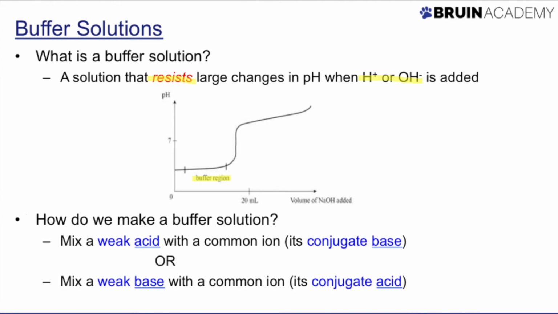So there are two ways to make a buffer solution. The first way is to mix a weak acid with its conjugate base, which can come from a salt, or mixing a weak base with its conjugate acid, which also can come from a salt. The key thing is the common ion. What I mean by that is you'd have to mix, let's say, acetic acid, HC2H3O2, with its conjugate base specifically, so C2H3O2 minus. That would be a buffer. You can't mix it with the conjugate base of some other acid. That's not going to work.